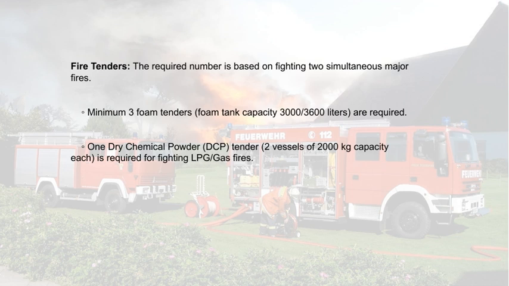Additionally, we need at least 1 dry chemical powder, or DCP tender. This tender typically has 2 vessels, each capable of holding about 2,000 kilograms of DCP. This type of tender is particularly important when it comes to fighting LPG or gas fires, where quick and effective suppression is critical to safety. By ensuring we have these specific fire tenders, we're making sure that our firefighting team is well-equipped to handle complex and simultaneous fire situations, which aligns with our overall goal of maintaining a safe and prepared environment.